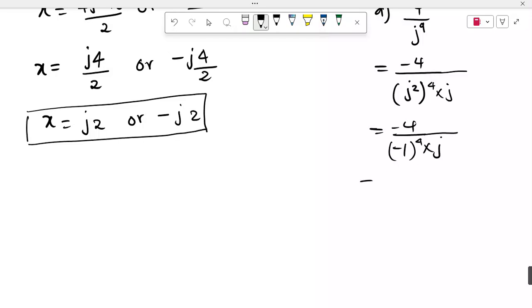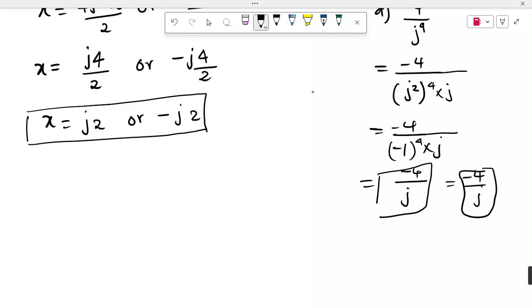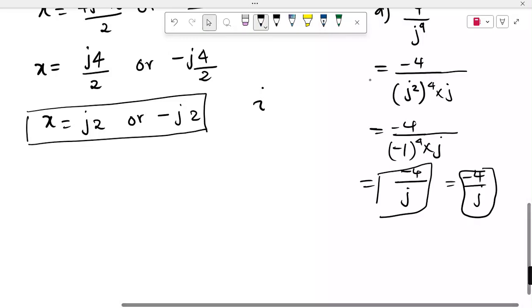So this power is an even number. 4 is an even number, so this is just 1. So you have -4 over j. Just like this, you finished just like this. -4 over j. This is your answer. Very simple and straightforward.